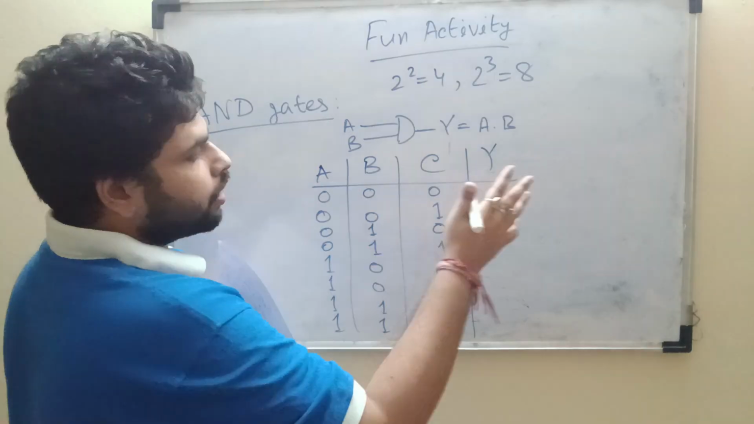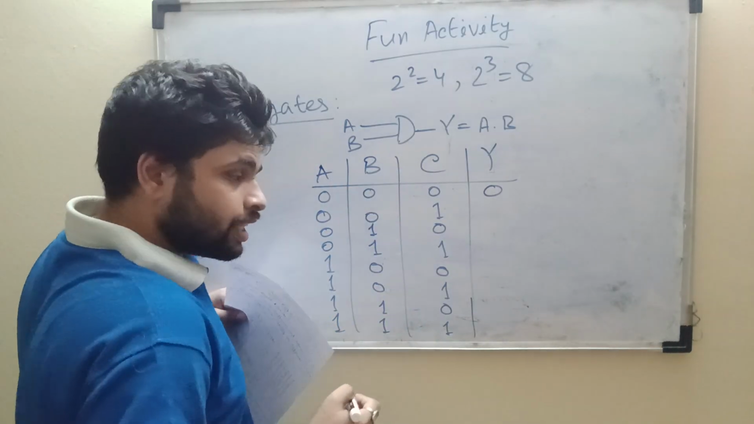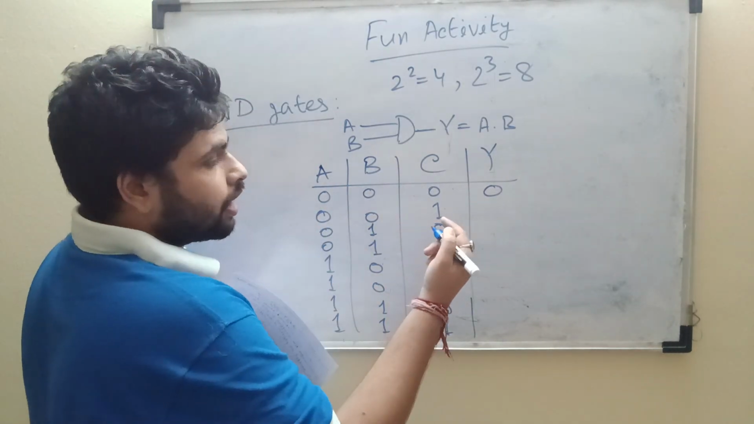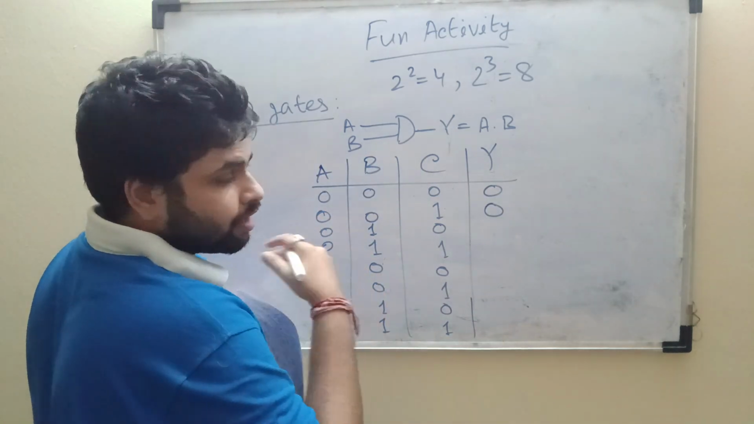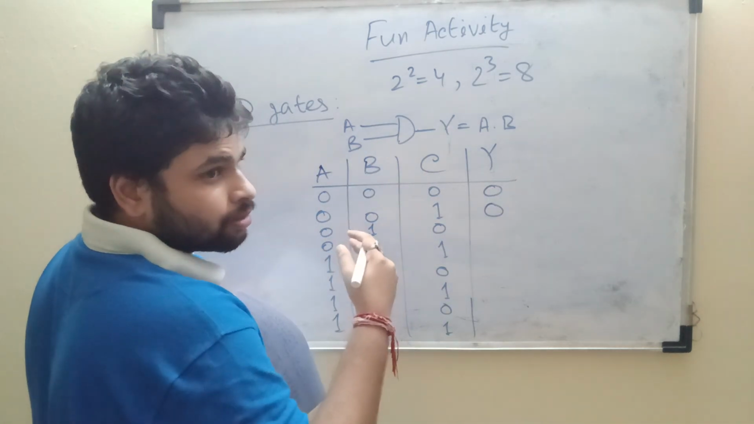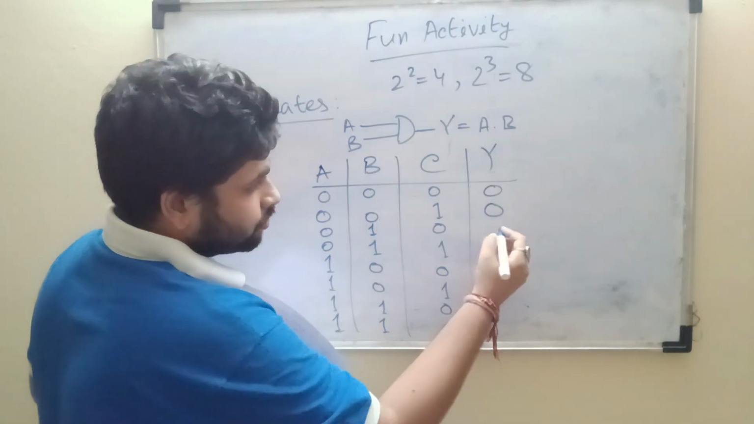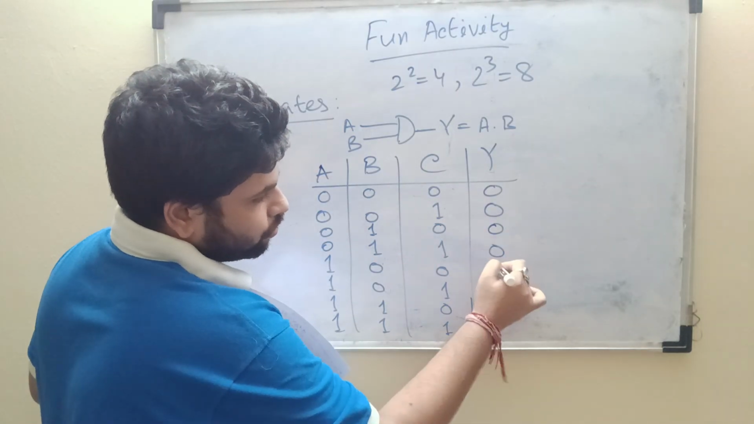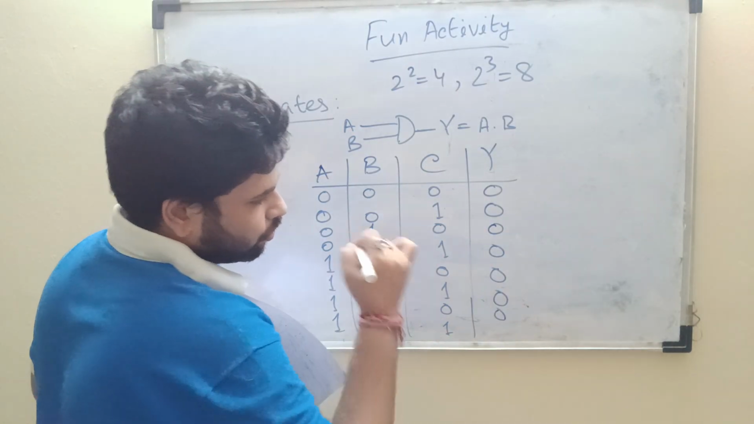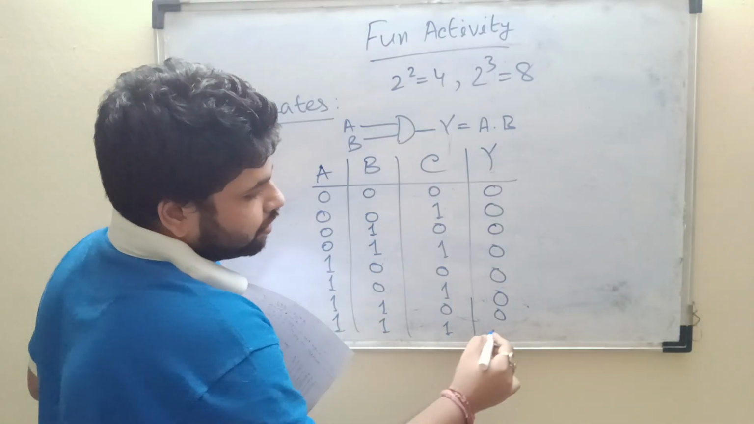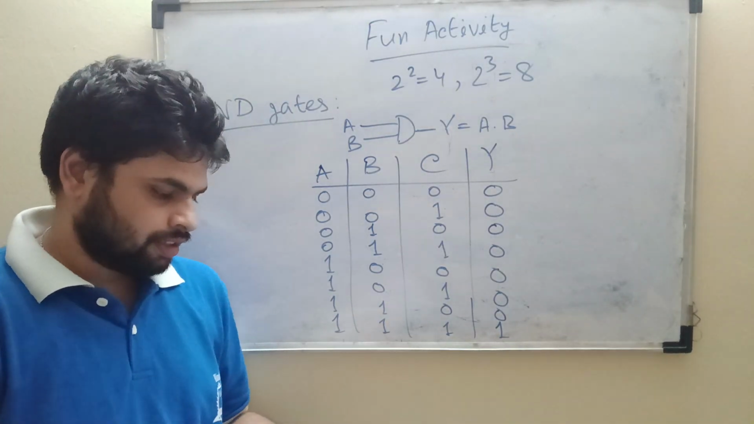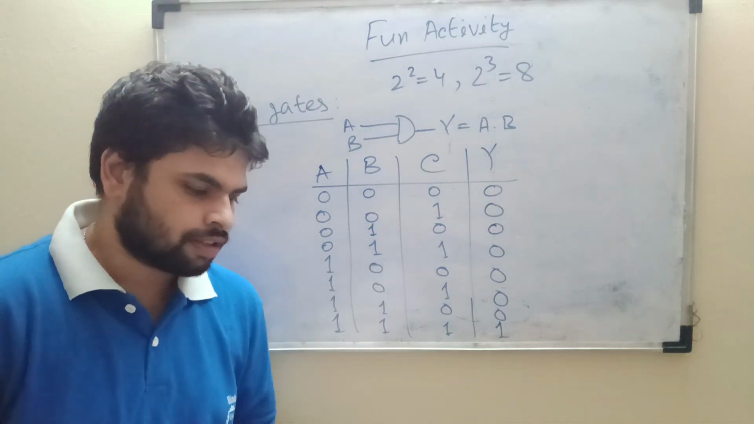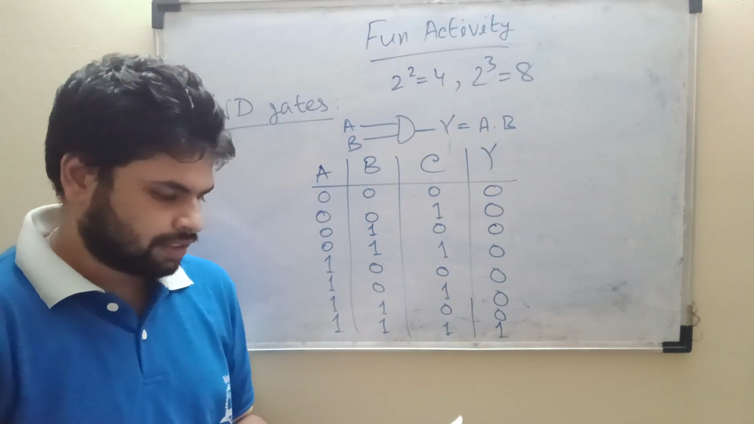So when all are unhappy, the output will be unhappy. Even if two are unhappy and one happy, all are unhappy because they are all friends. Everyone's sorrow is everybody's sorrow. 0 0 0 0 0. When all are happy, then there is only happiness. So this is the operation of the 3 input AND gate.